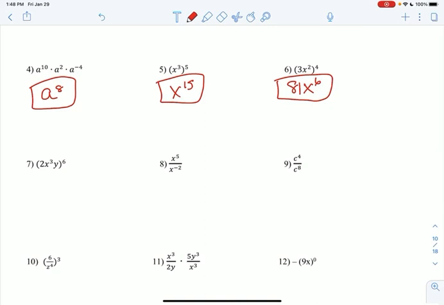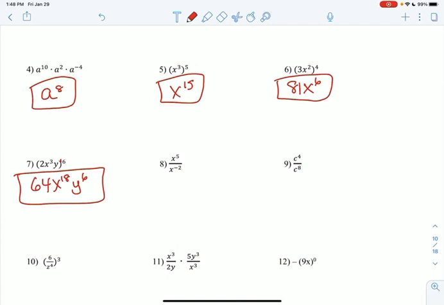On 7, again, everything is to the 6th power. So 2 to the 6th power is 2 times 2 times 2 times 2 times 2 times 2, which is 64. And that x cubed is also to the 6th power. Power to a power, I'm multiplying. 3 times 6 is 18, so I got x to the 18th. And that's a y to the 1st, so 1 times 6 is 6. So be careful with those parentheses.